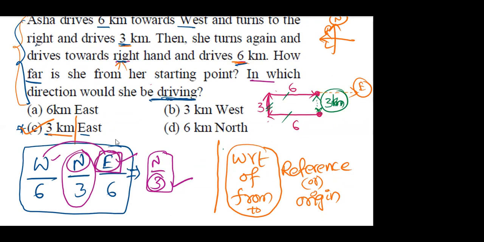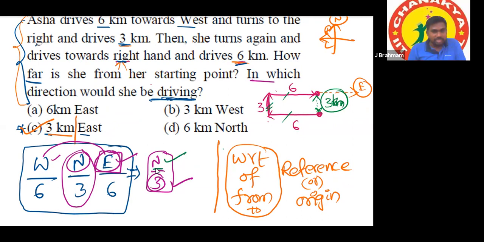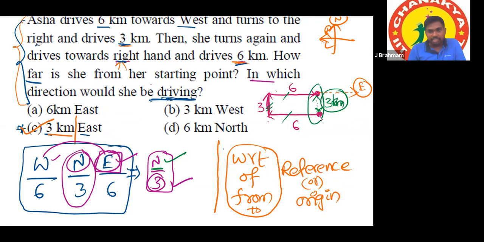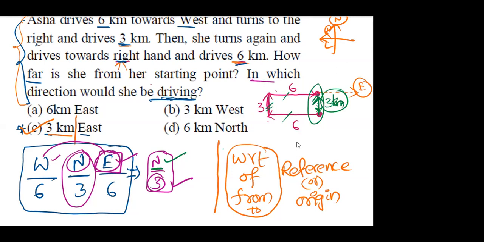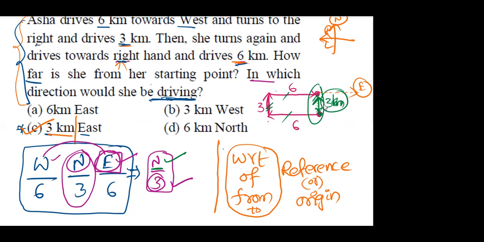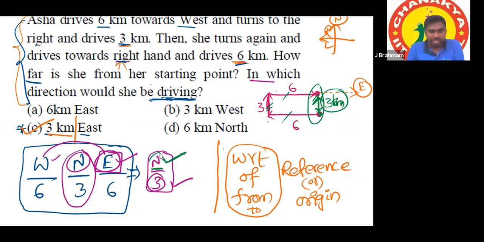But sir, what is this north direction? This north is the direction of the final position with respect to the starting point. See the diagram once. Finally, she is in which direction with respect to the starting point? She is in the north. Yeah, north. That is this north.